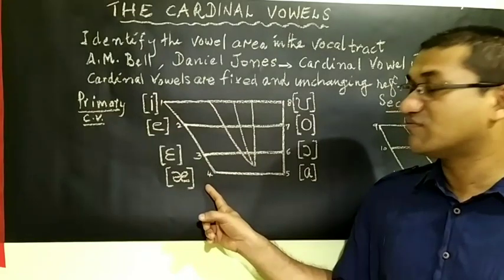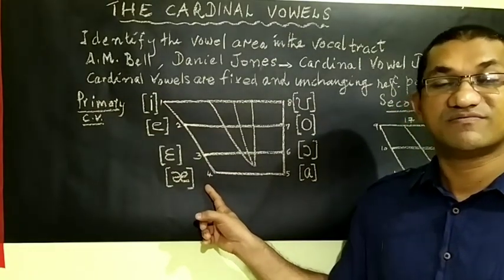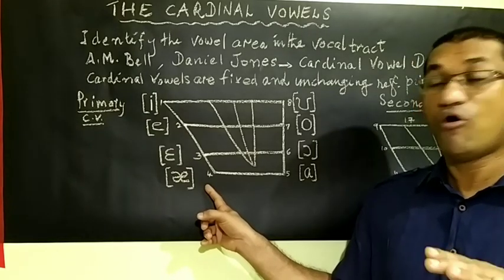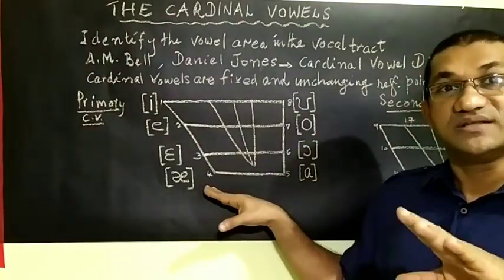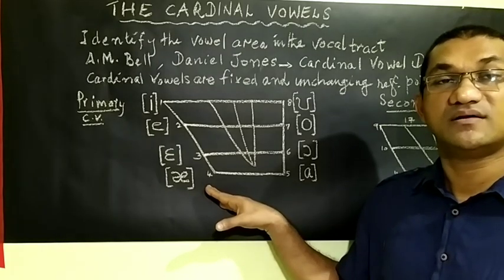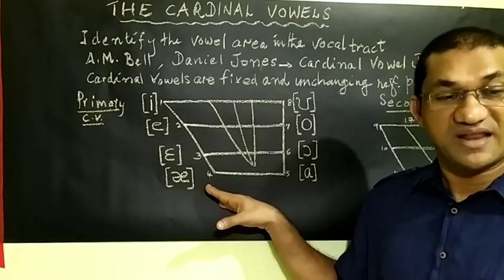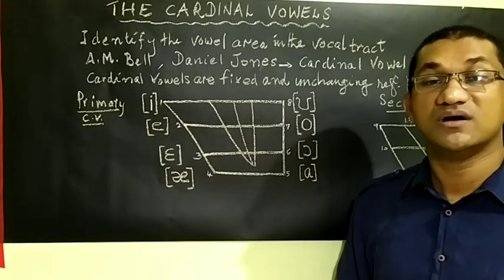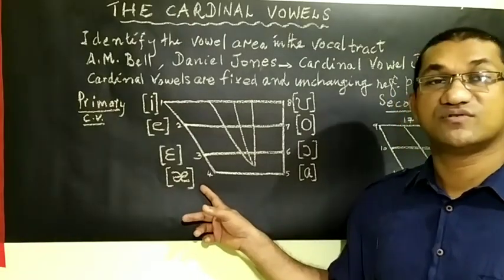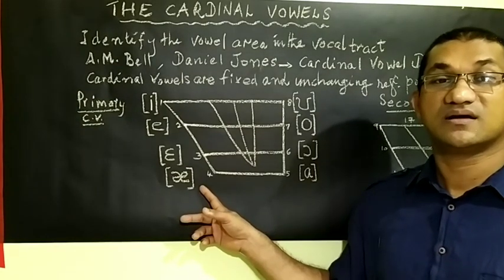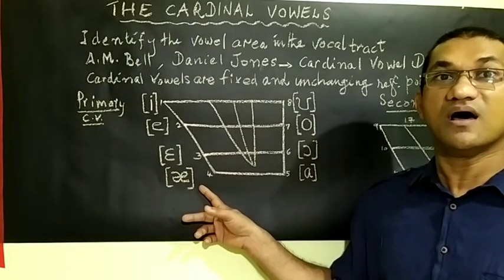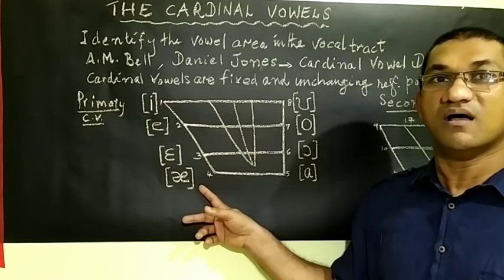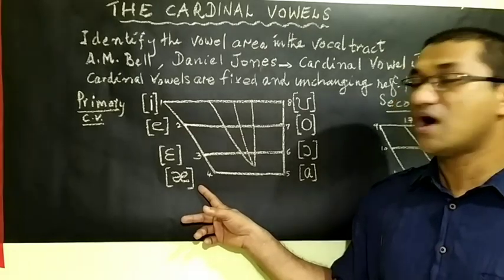Now we have cardinal vowel number 4. It is articulated with the front of the tongue at open position. The tongue is not lifted; it is at the extreme bottom of the mouth cavity, lying flat, and it is unrounded. The front of the tongue is used, with no rounding.